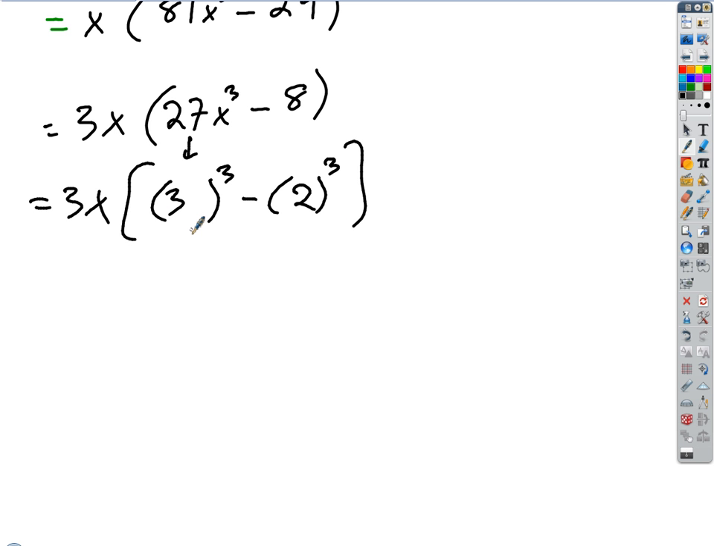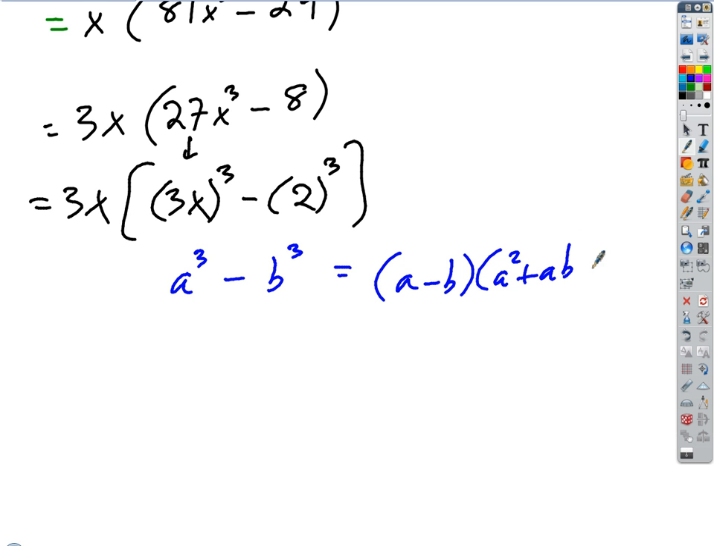It's not just 3 though. 3x, right? The quantity 3x cubed is just 3 cubed times x cubed, right? So that works. This is like our a cubed minus b cubed, right? And so that's got to equal, we know the pattern, a minus b times a squared plus ab plus b cubed, right?